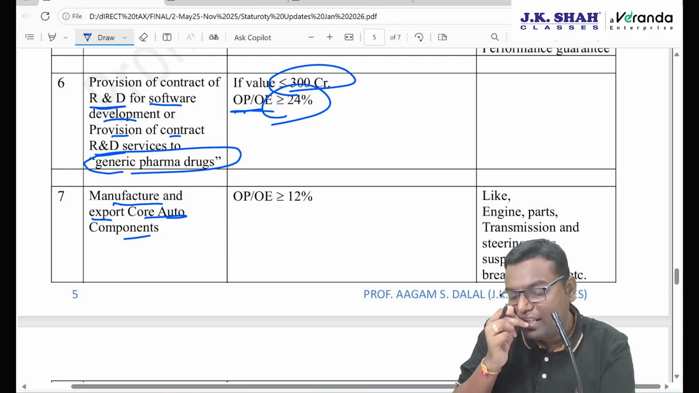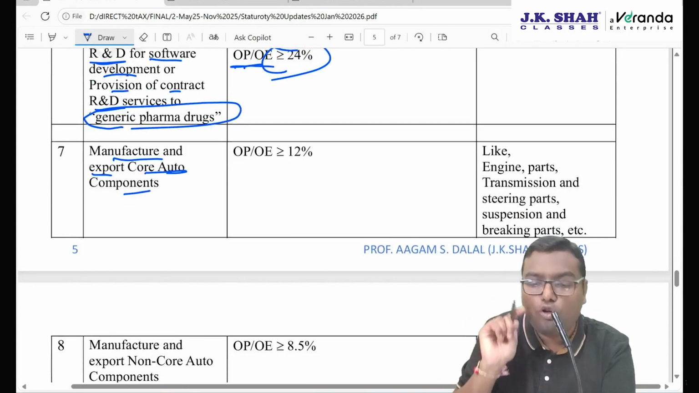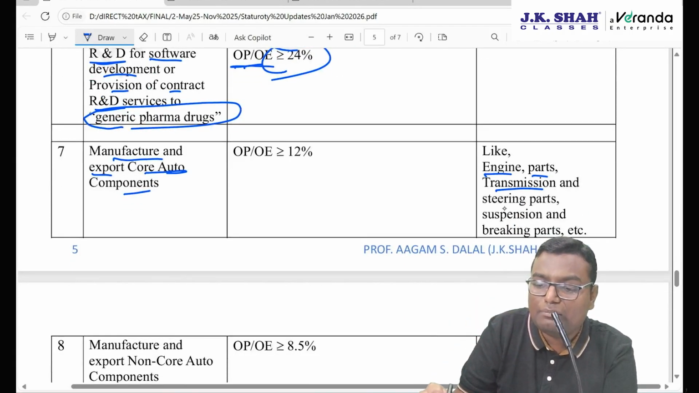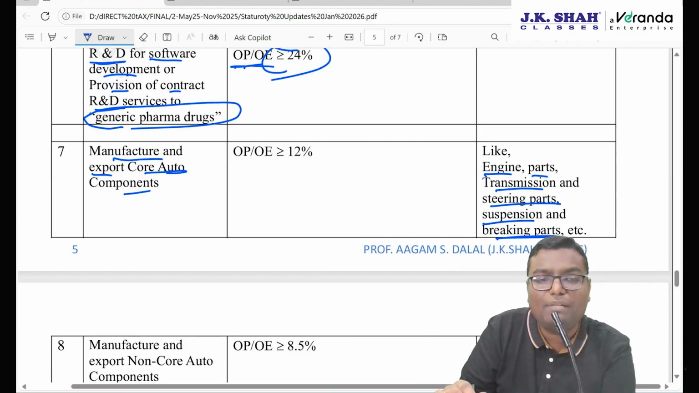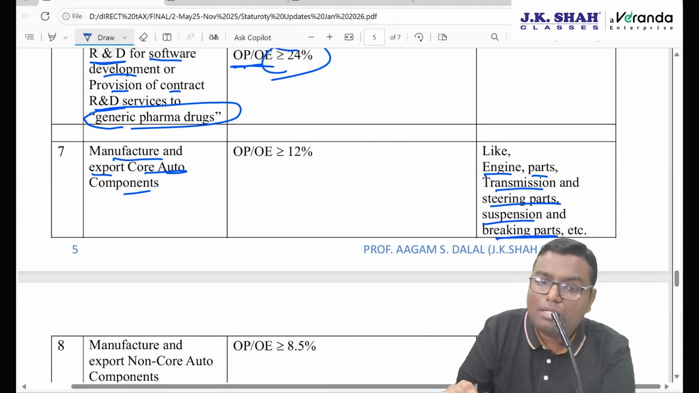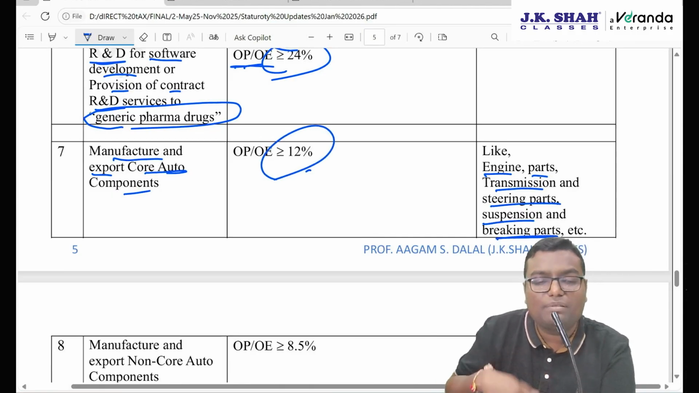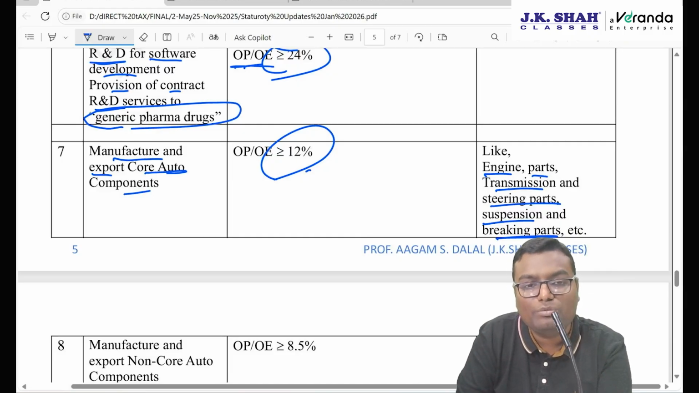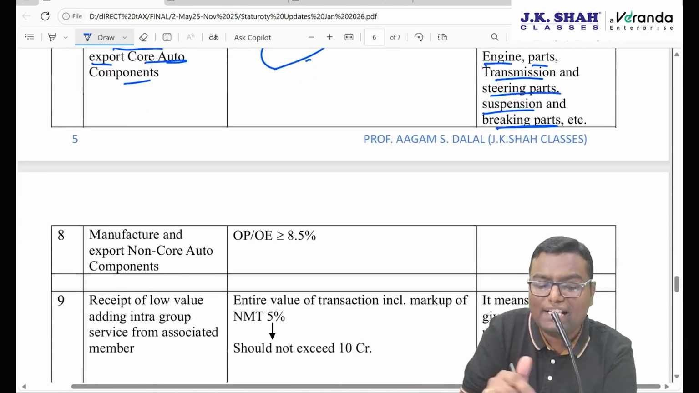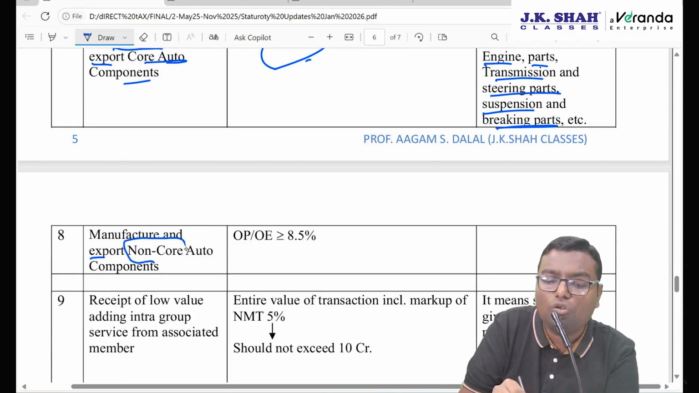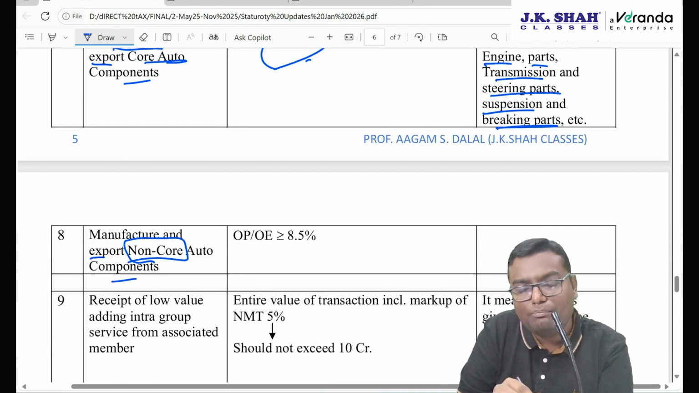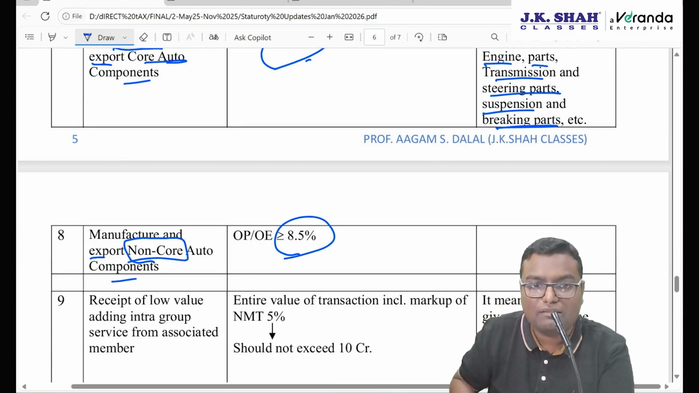So basically you are making auto components, core auto components like engine parts, transmission, steering parts, suspension, braking parts, etc. The minimum profit margin you have to keep is 12%. Operating profit by operating expense has to be 12%. And what if you are manufacturing and exporting non-core auto parts? Then the minimum profit you should charge is 8.5%.